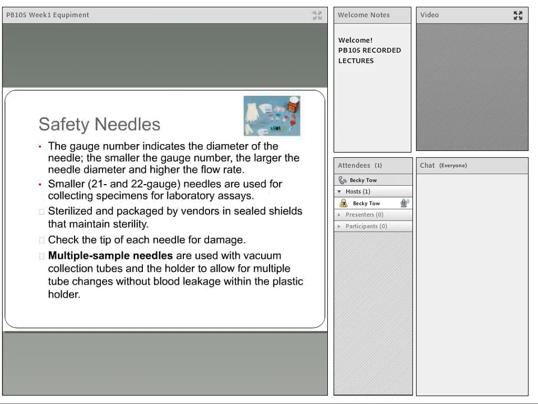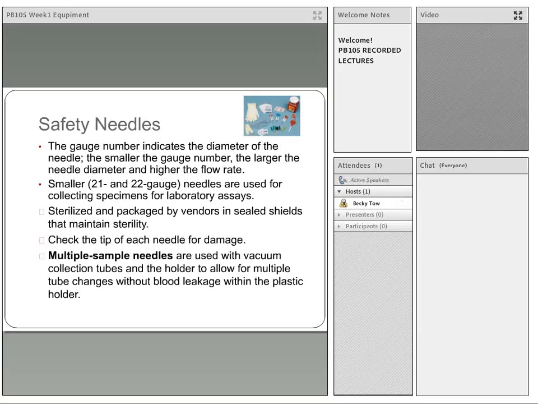We're going to talk briefly about needles. Probably one of the biggest things that you want to learn right away is gauge of needle, which refers to the diameter of the needle. Smaller gauge needles, like 22 and 24. As I go up, the bigger the number, the smaller the diameter of that needle.